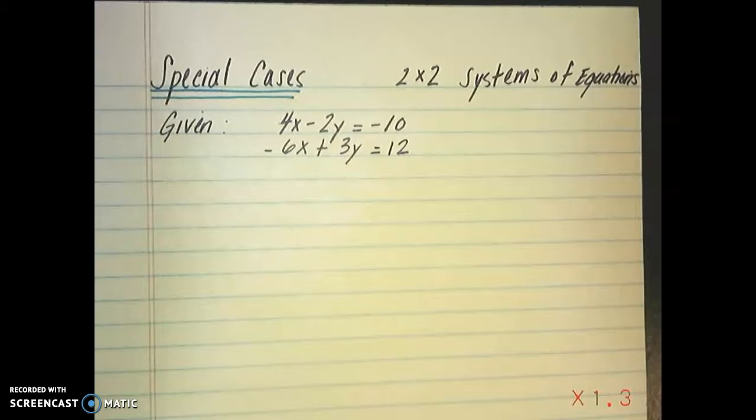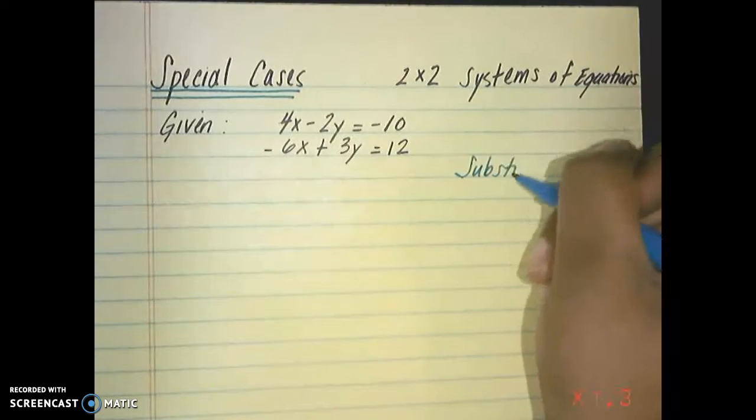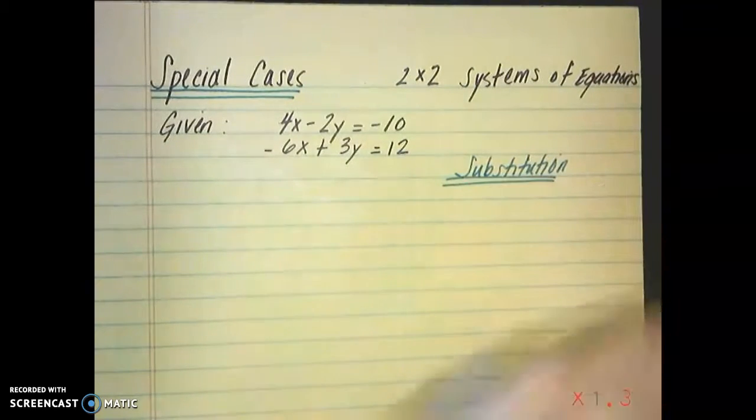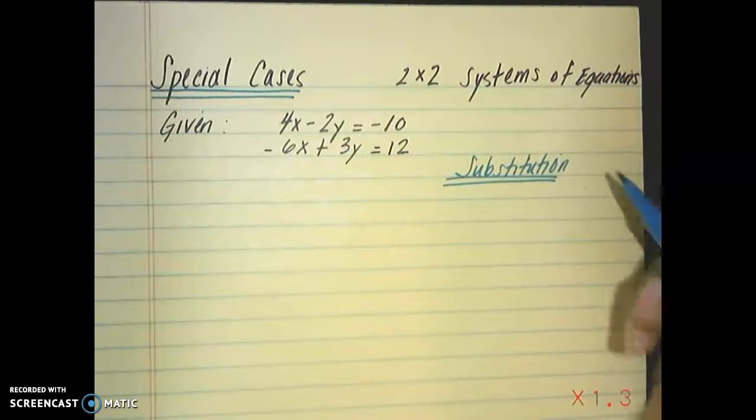So let's say that this is the equation that we're given. 4x minus 2y equals negative 10 and 6x plus 3y equals 12. Now, granted, if I told you to solve this using substitution, which is the manner that we are choosing to start with today, okay? I told you to look for where there is a 1 for the coefficient, but we don't have one of those. So here we go. This is what I'm gonna do. Sometimes you just gotta pick one and go for it.